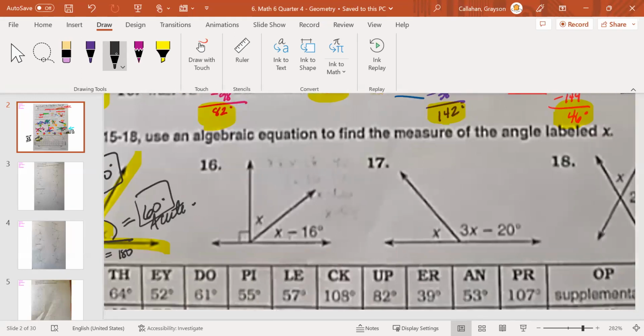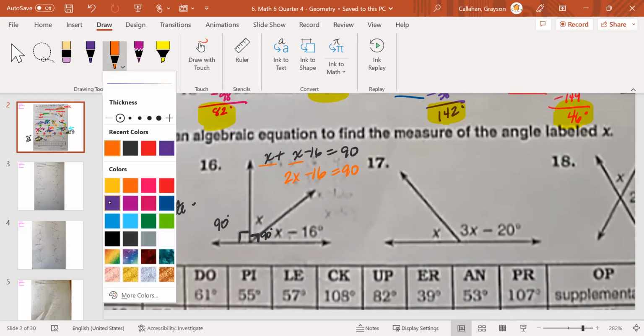All right, number 16. Take a look at number 16. Do you see what information they give you? Tell me what information did they give you? Yes, complementary. Whenever I see 90, I'm like, complementary, right? So if this angle right here is 90, that means these two angles added together is also 90. So I'm going to do x plus x minus 16 equals 90, right? Then combine like terms, because on the left side you have 3 terms, right? X, x, and 16. You only want to get down to 2, right? Before you start moving anything. So that's 2x minus 16 equals 90.